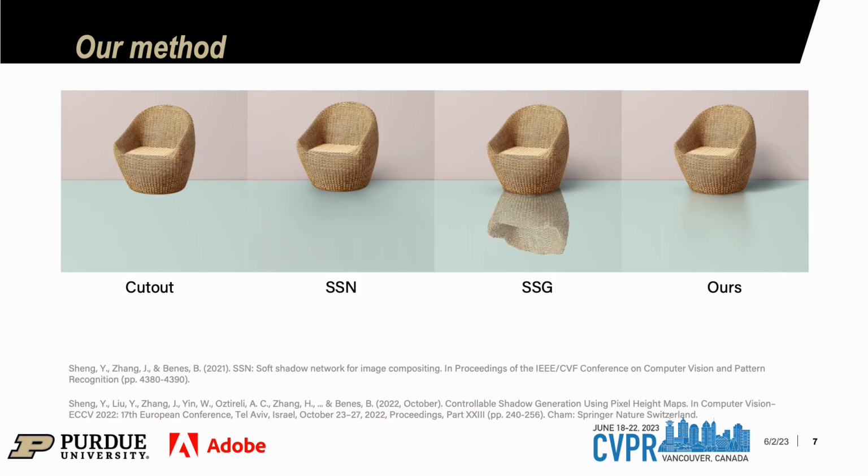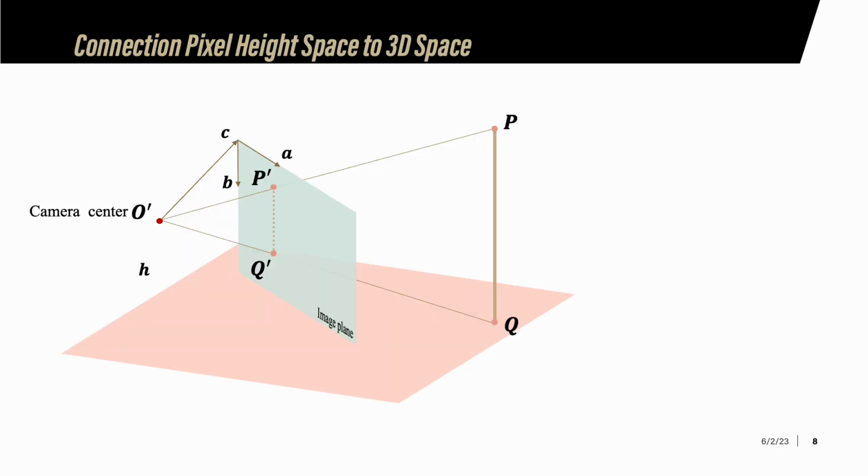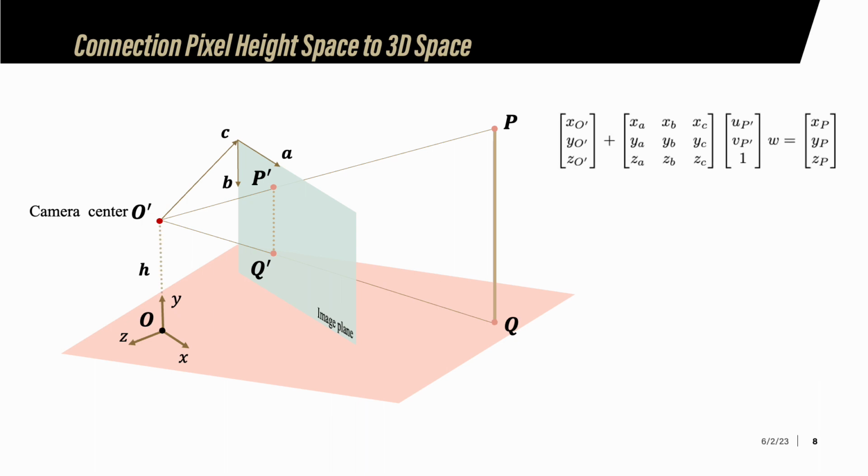Our work instead renders controllable physics-based reflections and more realistic soft shadows on general shadow receivers based on the pixel height representation. The pixel height implicitly encodes the relationships of the camera intrinsics, extrinsics and the 3D space. We present the mathematical relationship between the pixel height space and the 3D space.